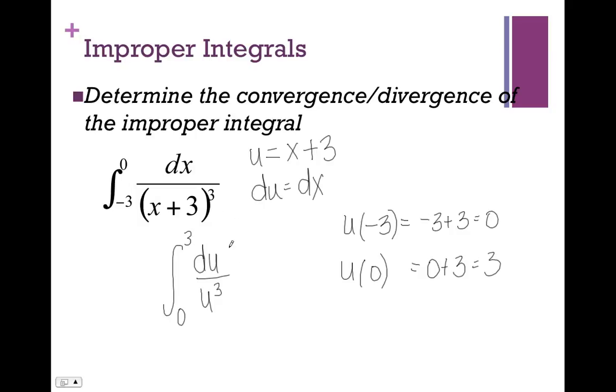Now I don't need to use direct comparison or limit comparison. This is directly a p integral, okay? And what is p? It's 3, which is greater than or equal to 1. So this is going to diverge. This is just a p integral, okay? I didn't actually compare it to anything. I found something that was identically equivalent to it that I knew diverged, okay? So be on the lookout for that trick as well.